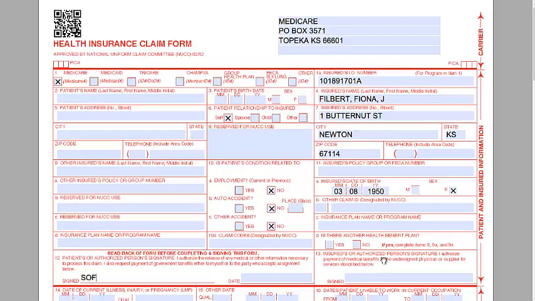Item number 13 is the insured or authorized person's signature to allow assignment of benefits or payment directly to the physician. For a Medicare claim, we leave this blank. Going down to the bottom section, item number 14, the date of current illness or injury. If you have that date, you may go ahead and put that in. If you do not, it's acceptable to leave it blank on a Medicare claim.